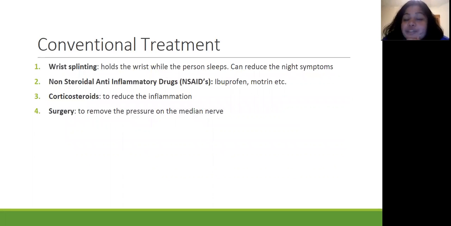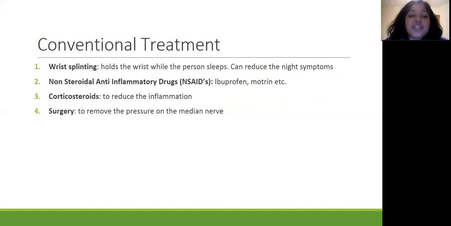Typically, the conventional treatment for this condition is wrist splinting. You get these at most pharmacies: a splint, like a little glove for your wrist. You put it on, and you can tape it up. This tends to help compress and hold the wrist in place. They typically advise using this at nighttime because it can help reduce some of the night symptoms. I will explain in a second how, from the Ayurvedic perspective, this is actually somewhat of a good idea.